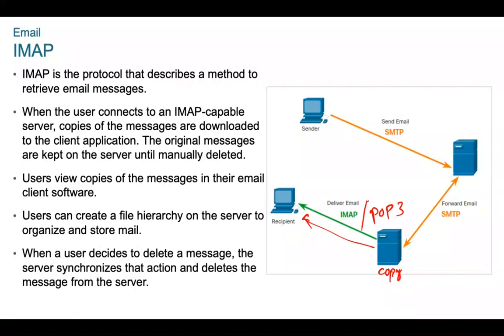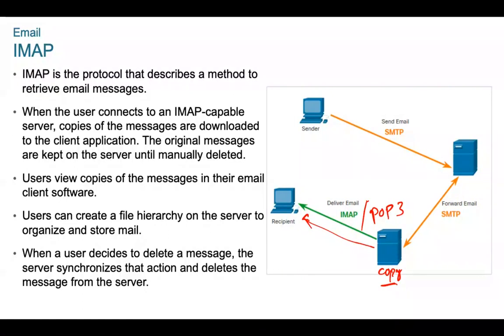These both are used for delivering the email, but the only difference is that IMAP keeps the original message at the server and one copy goes to your recipient, whereas with POP, as soon as that email is delivered to the recipient, it is deleted from the server. So these are the basic email services.